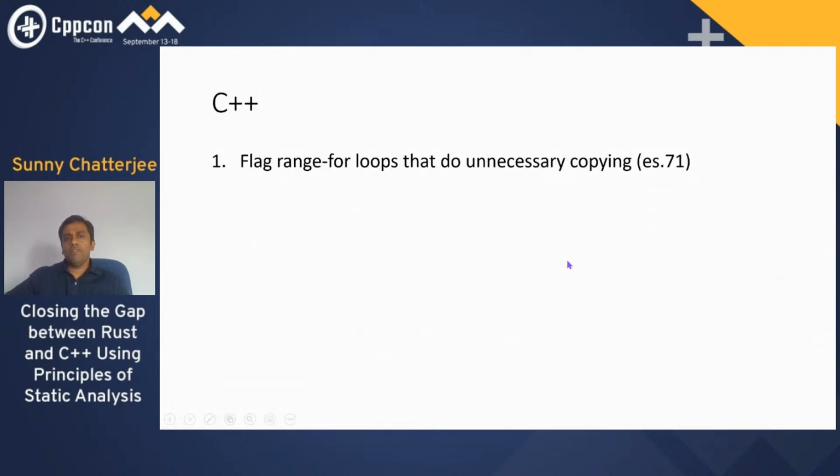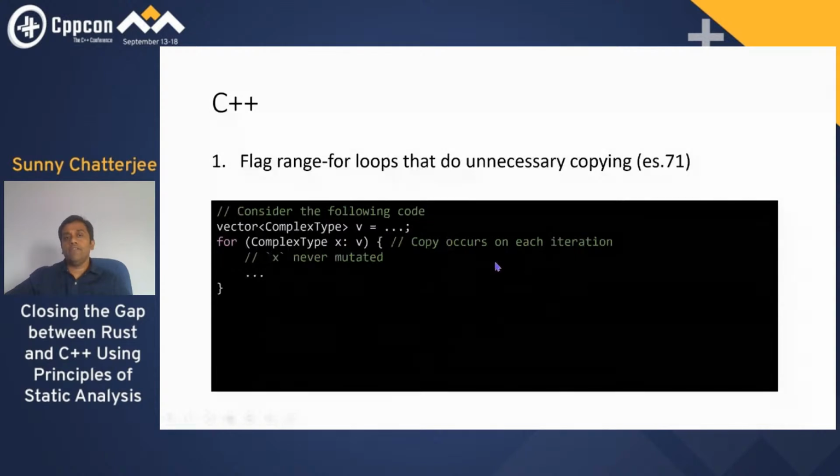So in C++, we wanted to see what the side effects of these copies are. And one interesting thing that came up was the inadvertent copies that happen in range-for loops. So we wanted to flag range-for loops that do unnecessary copying. Here is an example where you have a vector which has a complex type, imagine it's an expensive type, and you are iterating over that type in a range-for loop in C++.